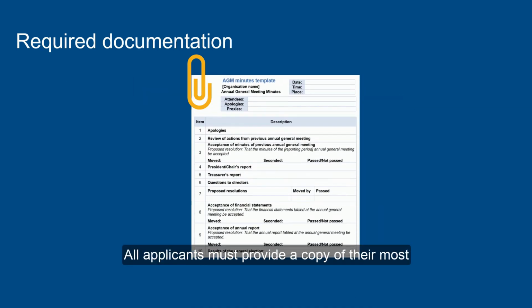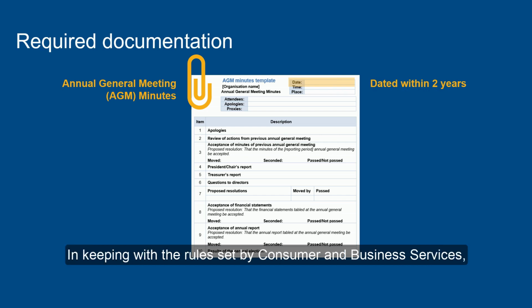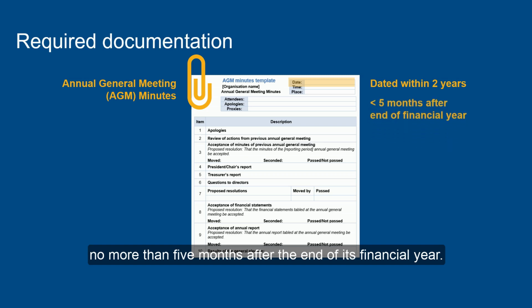All applicants must provide a copy of their most recent annual general meeting minutes. The minutes provided must be from within the past 2 years from the date the grant round closes. In keeping with the rules set by Consumer and Business Services, all incorporated organizations must hold an annual general meeting no more than 5 months after the end of its financial year.